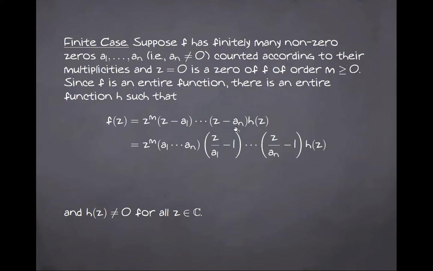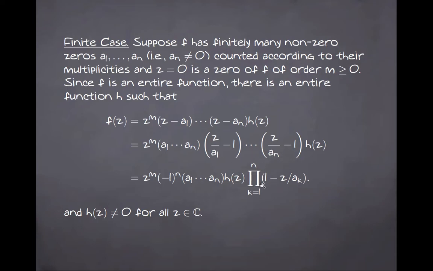So then what we do is we take all these constants outside common, a1 up to an, so the product, and this will give us z by a1 minus 1, z by a2 minus 1 up to z by an minus 1, and h(z). And then we write this product, but 1 minus z by ak, product k equals 1 to n.